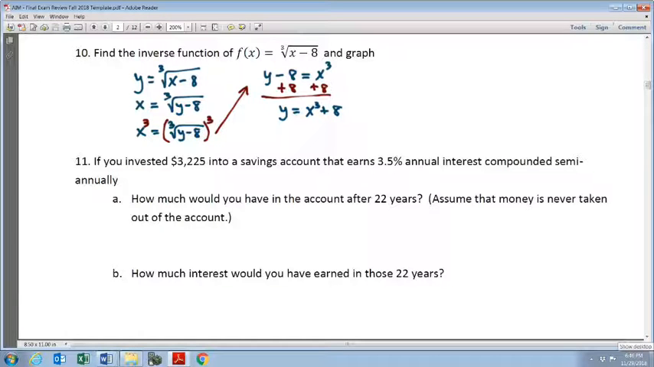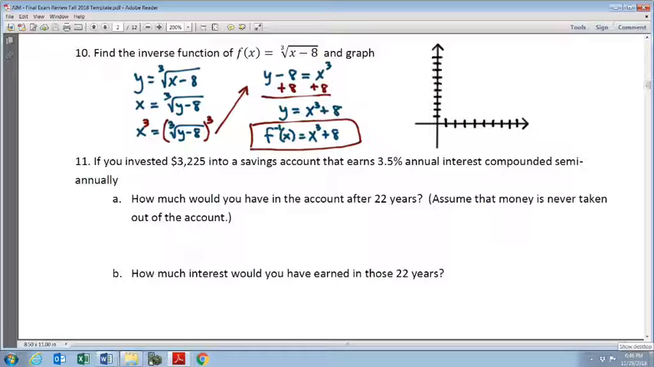And then last thing, don't forget we got to change notation back to the inverse, or the function notation. In this case we now have the inverse function, which is what we were supposed to find. Now we need a graph here. So I'm going to go ahead and graph the cube root of x minus 8 first, but let me go ahead and put a grid here.